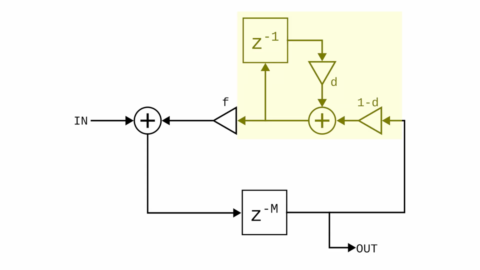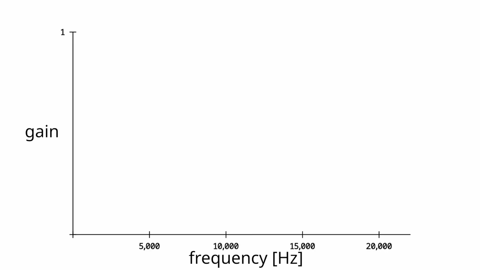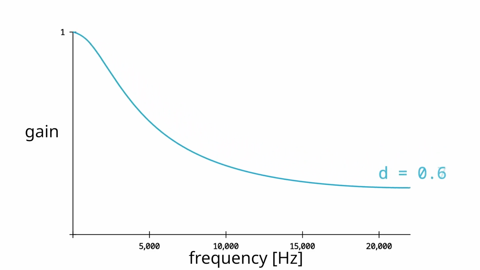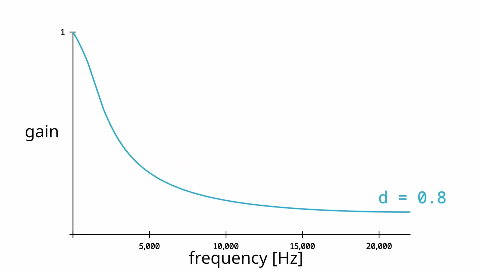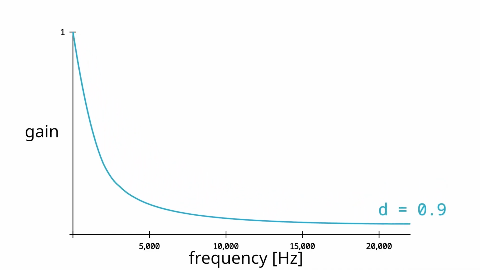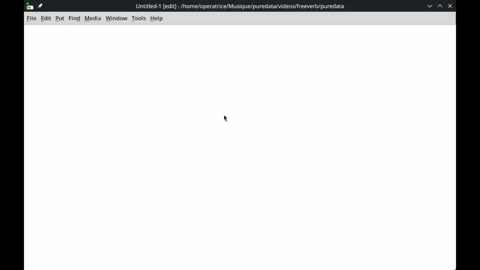This part here is a low-pass filter, and here is its frequency response. As you can see, when D gets closer to 1, the higher frequencies are less and less allowed through. This is to simulate the reflecting surfaces absorbing the energy of high-pitched sounds. The low-pass filter can be implemented on its own using an fexpr~ object, which stands for filter expression, like so.